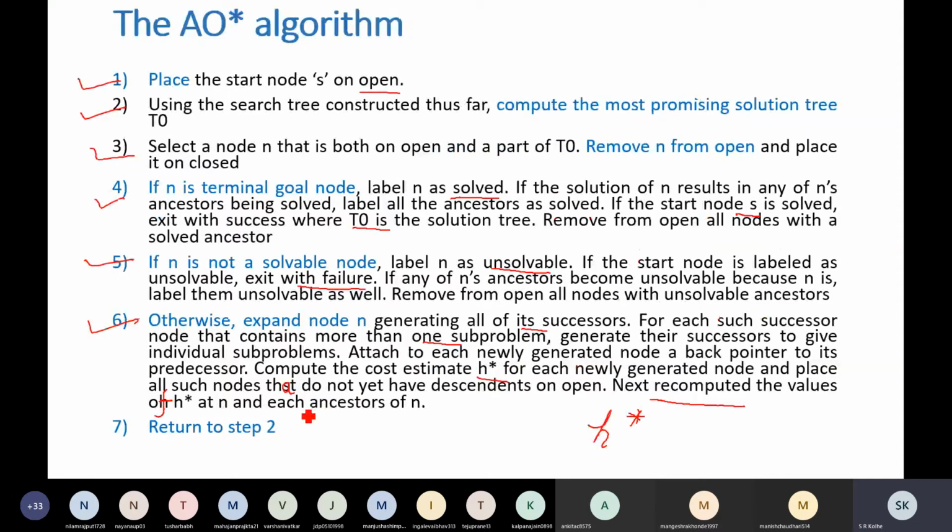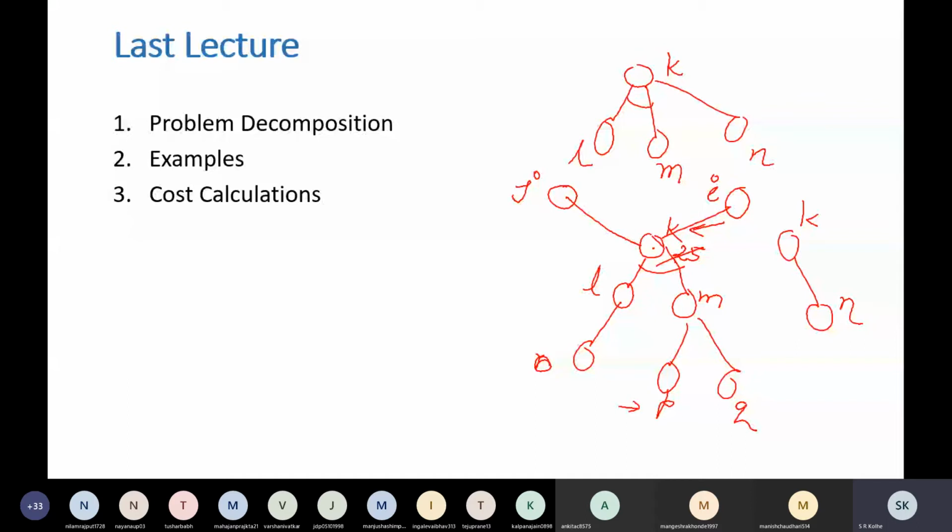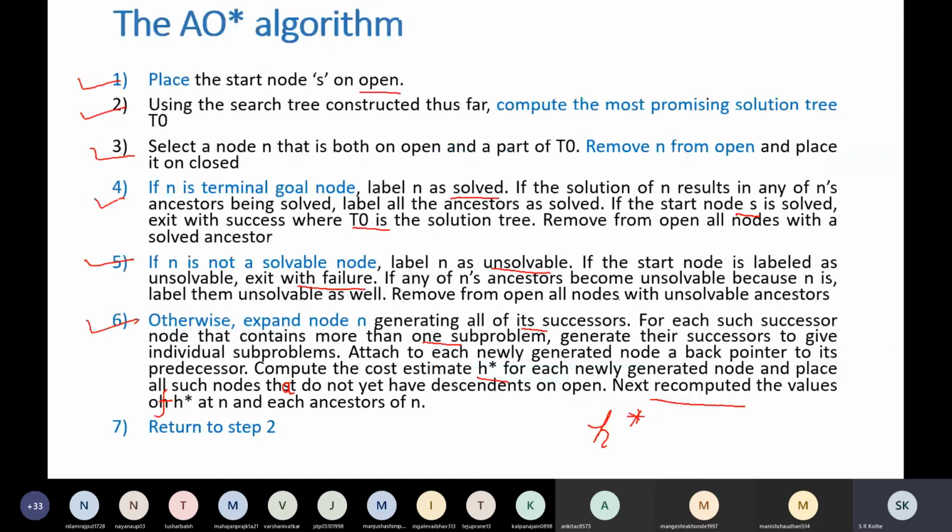Recompute the cost at n and each ancestor of n. Because of that, the cost associated with ancestor nodes may change. For example, this node I may be connected to some other node. This happened to be a part of, suppose, an AND type of node out here. So because of that, the cost will change. We have seen how cost calculation is performed. So that's why we are saying recompute the cost. Then as usual, go to step 2. So this is how this AO-star algorithm works.